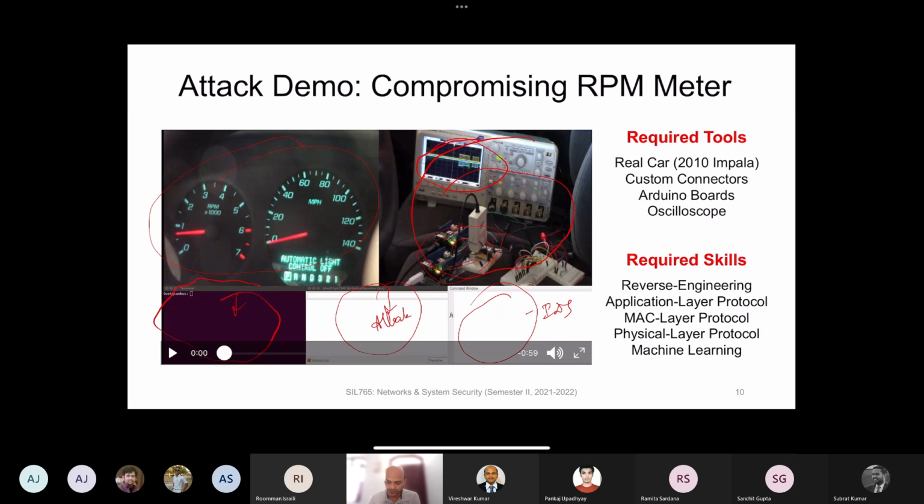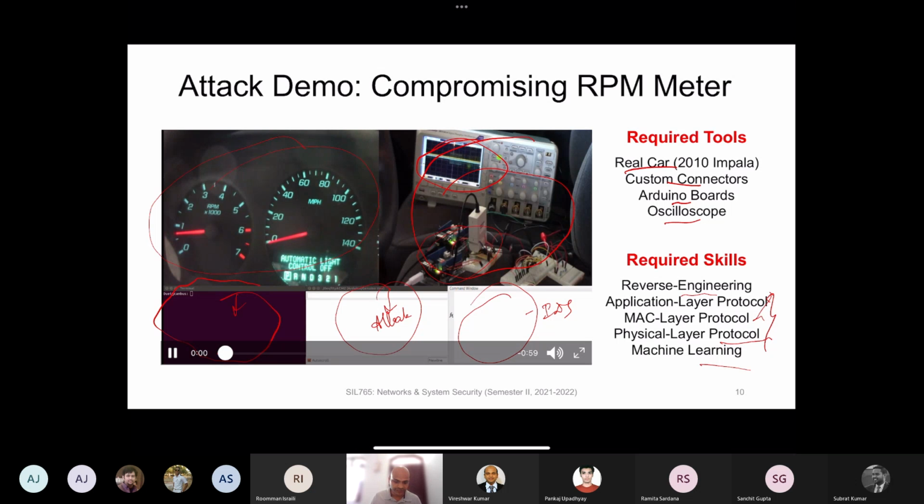Okay, and we showed that this does not work. What we needed was a real car and some connectors, some Arduino boards, an oscilloscope, and of course we did a lot of reverse engineering here. We needed to understand how communication happens on the in-vehicular network, so a lot of understanding of the protocol, and of course we needed to understand how the intelligent systems work. So knowledge of machine learning was needed.